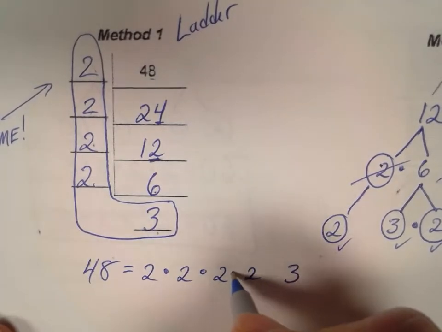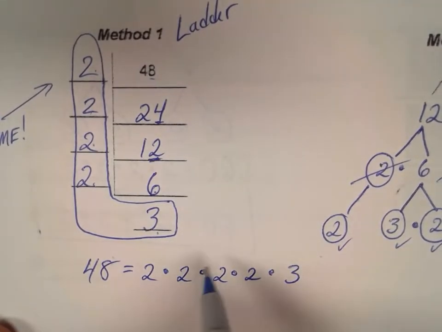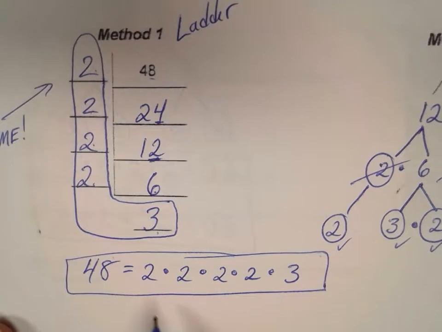Multiplication for factorizations. This is one good answer. And you could always check it. You could say, hey, what is 2 times 2? It's 4. What's 4 times 2? It's 8. What's 8 times 2? It's 16. And if you were to check, 16 times 3 would actually get you 48.